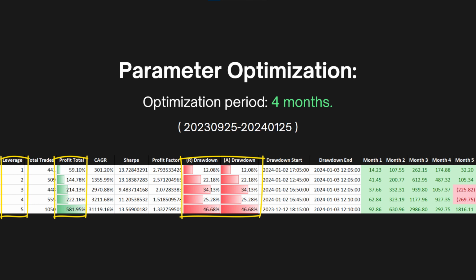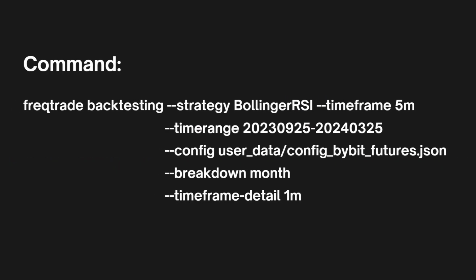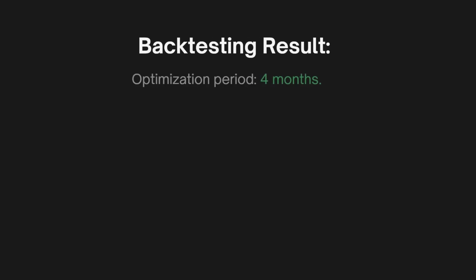After determining the optimal parameters, ROI, and stop-loss settings for the strategy, we will use these settings to perform a backtest with an additional 2 months of out-of-sample data, totaling 6 months. We're going to utilize the Freqtrade backtesting command. We'll be running on a 5-minute time frame and using 1-minute time frame details to make the backtest more realistic. With the breakdown month parameter, we can see our profit monthly. Let's examine the backtest results.